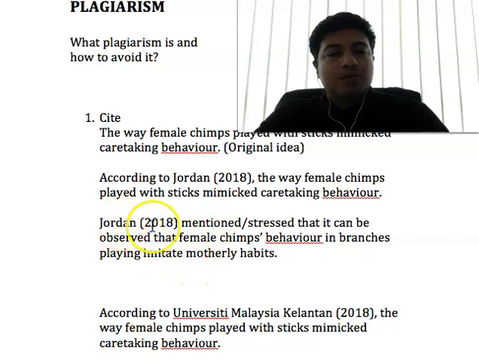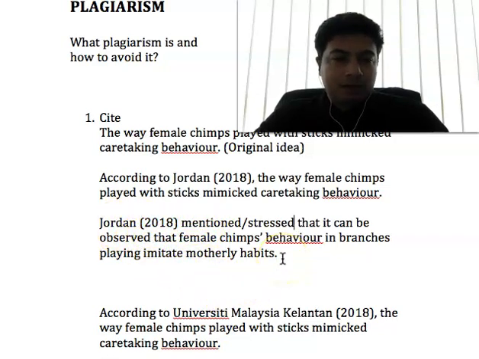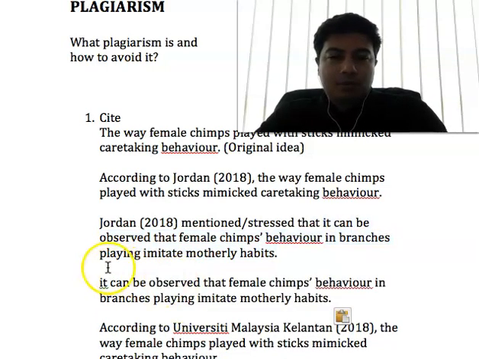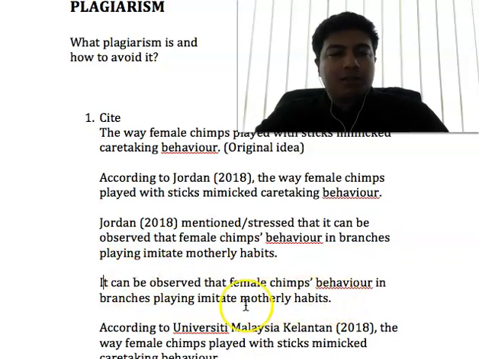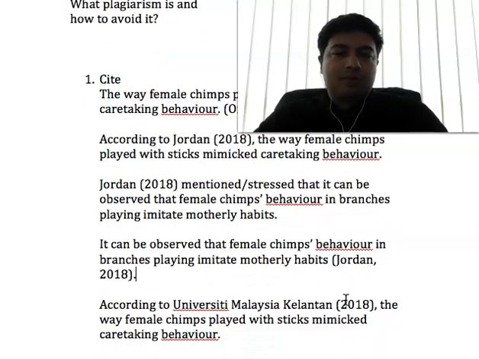You can also put the citation in the end of the sentence. For example, so it can be observed that female chimps' behavior in branches playing imitate motherly habits. So you can put Jordan 2018 and full stop. So that is the citation in the end of the sentence. So it can be in the beginning, can also be in the end of the sentence.